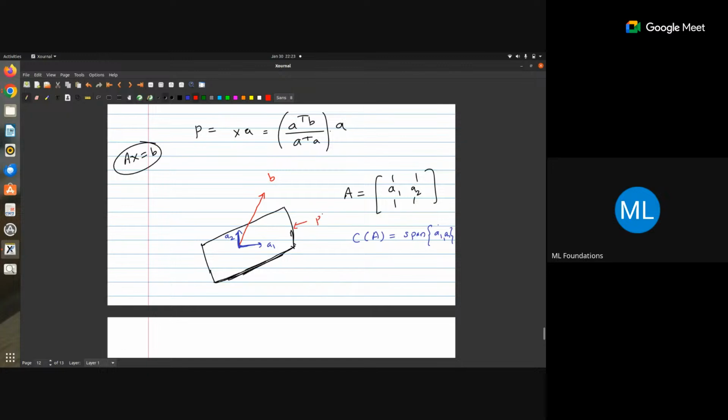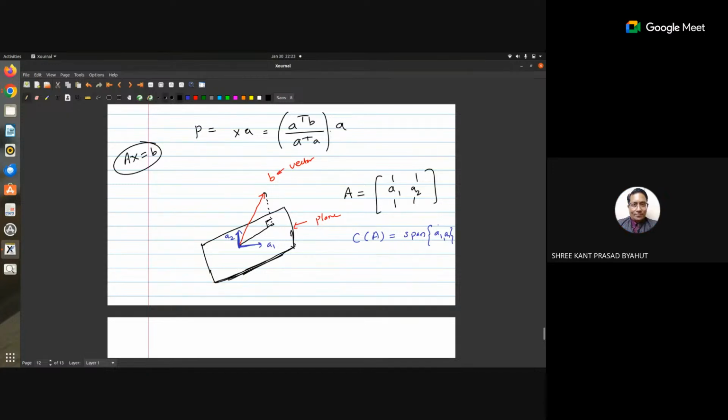Now this is a plane, this is a vector. Can I use the projection method to get a solution to this? Yes, so I'm just projecting it here onto this plane. So what does that mean? This vector B is perpendicular to this plane, correct?